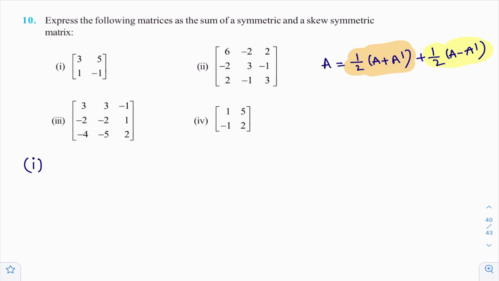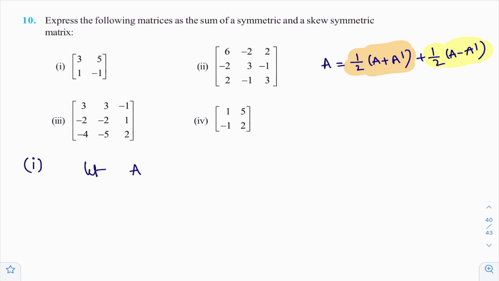So what is the first step? I'll calculate half into A plus A dash. What is the second step? I'll calculate half into A minus A dash. What is the third step? I'll add these two. Right. Step one. First you take the given matrix as A.